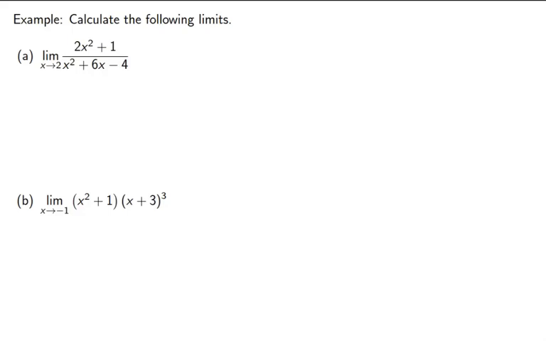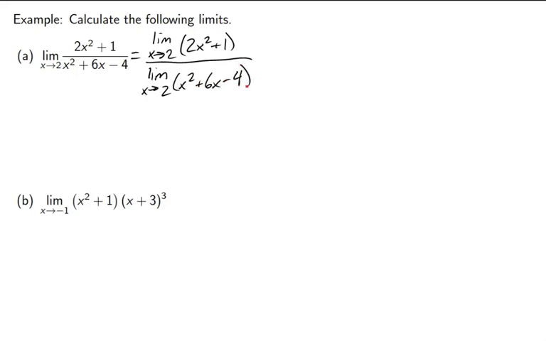Here's our first example. We're taking the limit as x approaches 2 of this fraction. So the first thing we can do, and I'll write this out step by step the first time, is we can break the limit across the quotient. We have the limit as x approaches 2 of 2x squared plus 1 over the limit as x approaches 2 of x squared plus 6x minus 4. Because we can break it across a quotient, this will be valid as long as the denominator does not end up being 0. The next thing we can do is break it up across sums and differences.